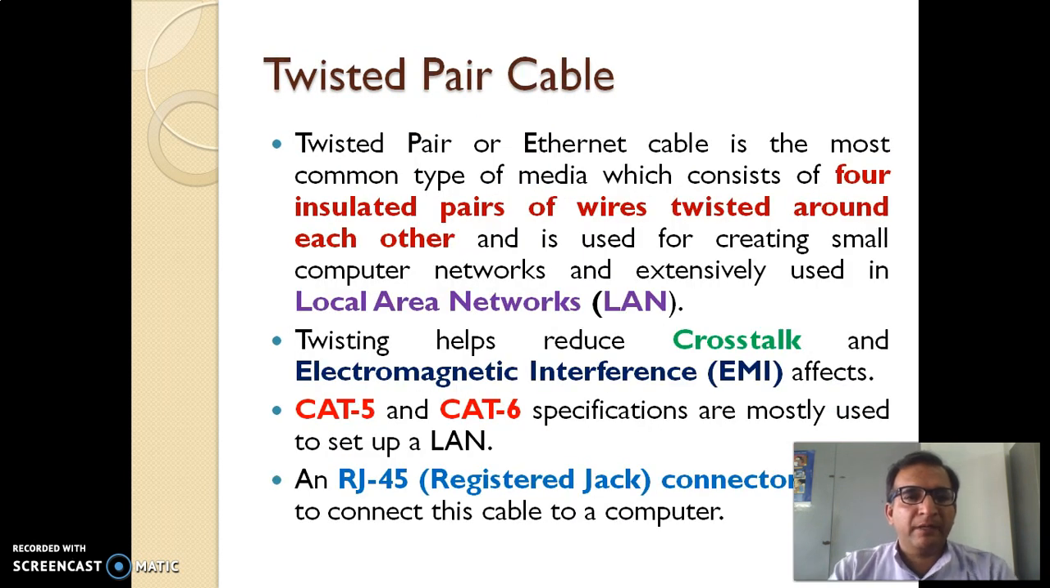The twisted pair cable or the Ethernet cable is the most common type of media, which consists of 4 insulated pairs of wires twisted around each other and is used for creating small computer networks and extensively used for LAN. The twisting helps to reduce the crosstalk and electromagnetic interference effects. Cat5 and Cat6 specifically are mostly used in LANs. The RJ45, that is a registered jack 45 connector, is used to connect the cable to a computer normally in LAN.